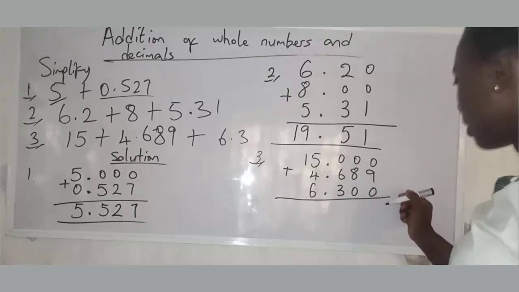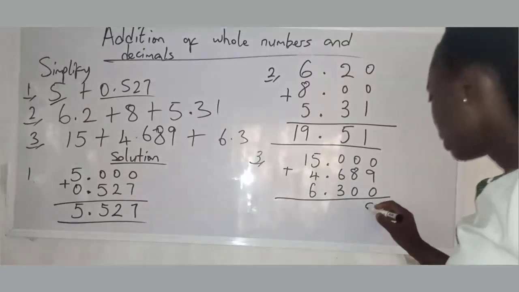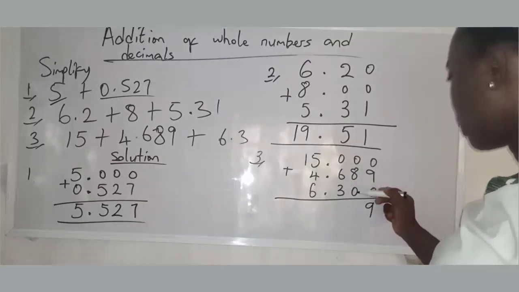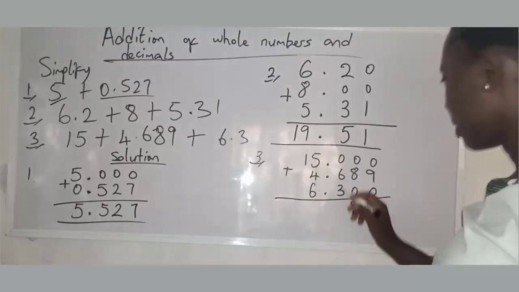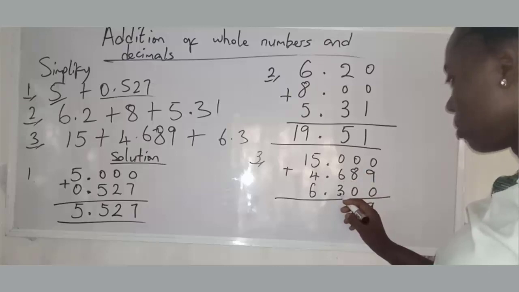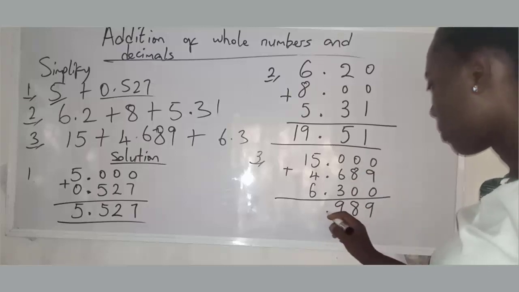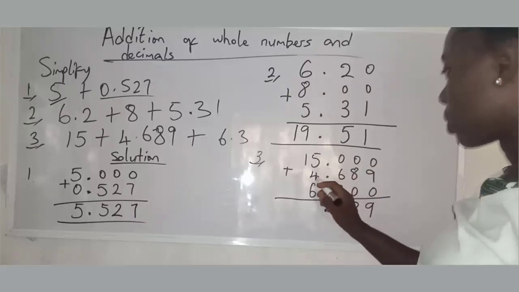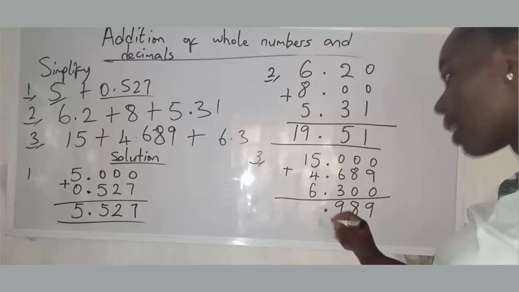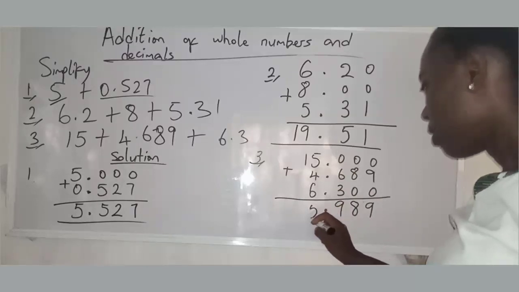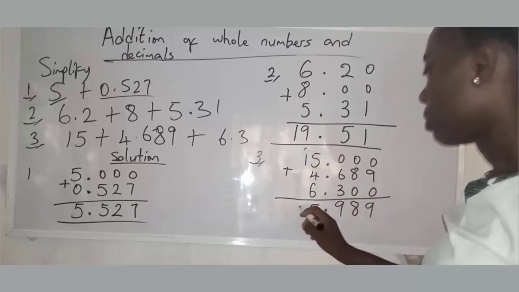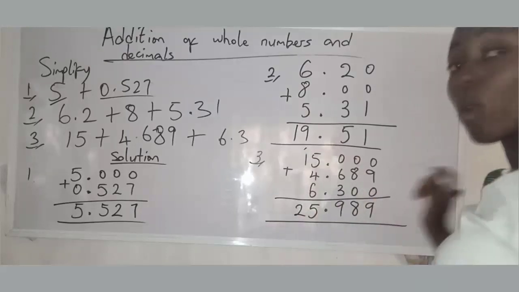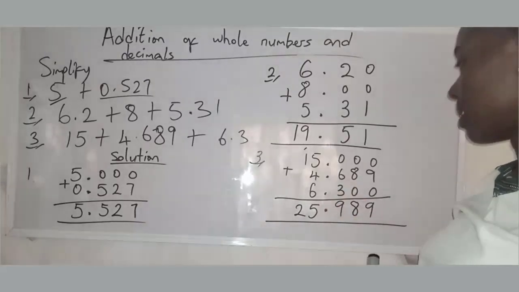0 plus 9 is 9, plus 0 is 9. 0 plus 0, 0 here plus 8 is my 8. 0 plus 6 is 6, plus 3, 9. 5 plus 4 is 9, plus 6, 15. I put down my 5 and I carry 1 over. 1 plus 1 will give me 2. There you are. As simple as this.